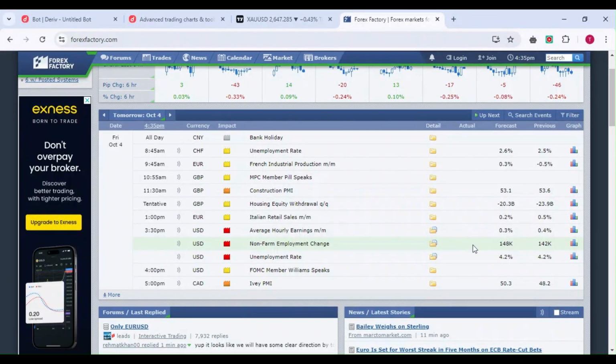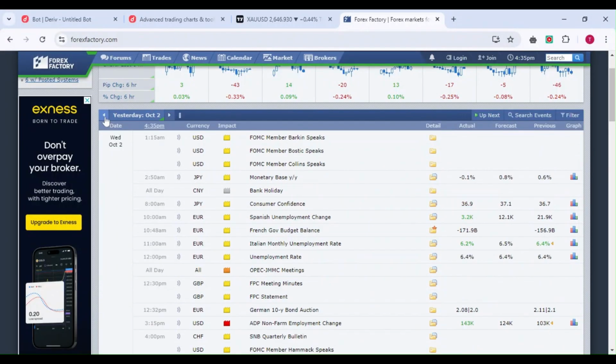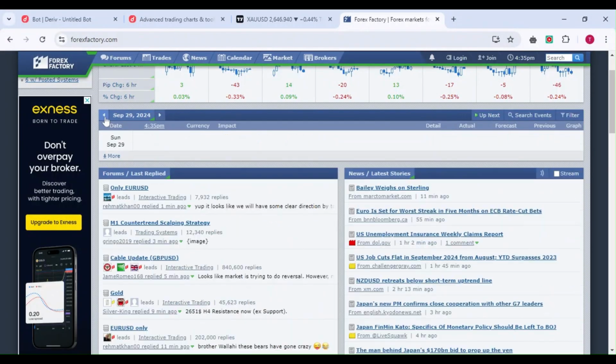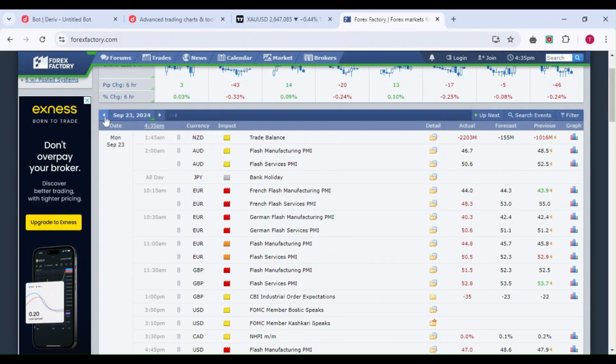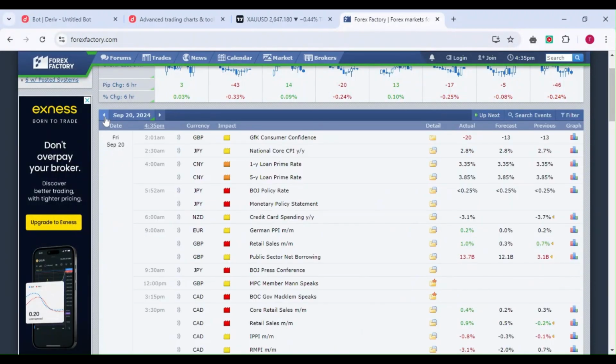So if, as expected, it has an increase, the USD could rally against other currencies. Maybe we can now check something like the previous first Friday of September.